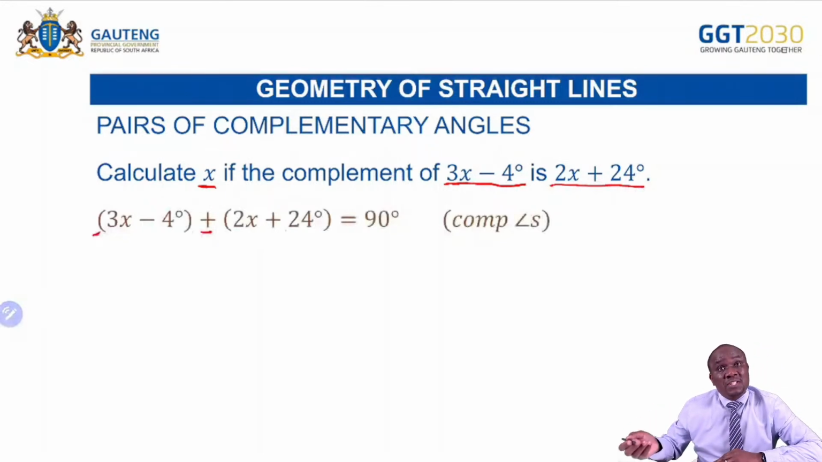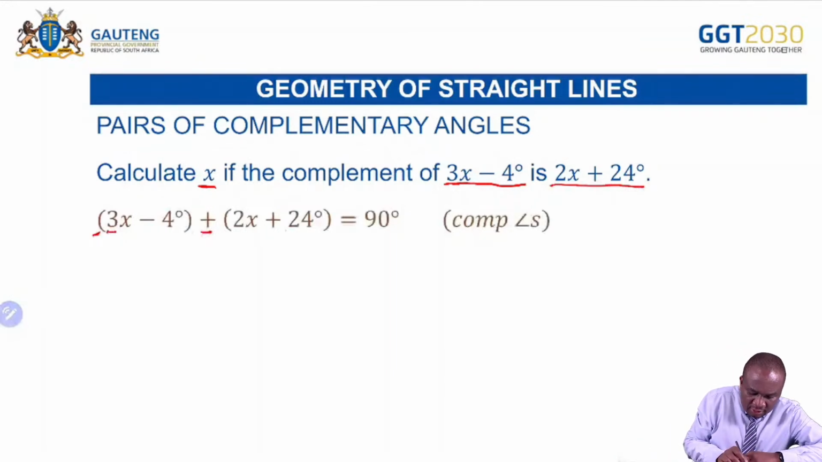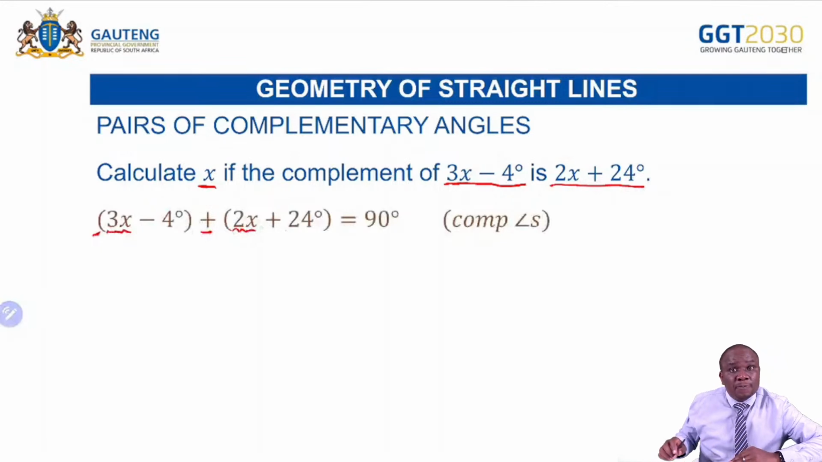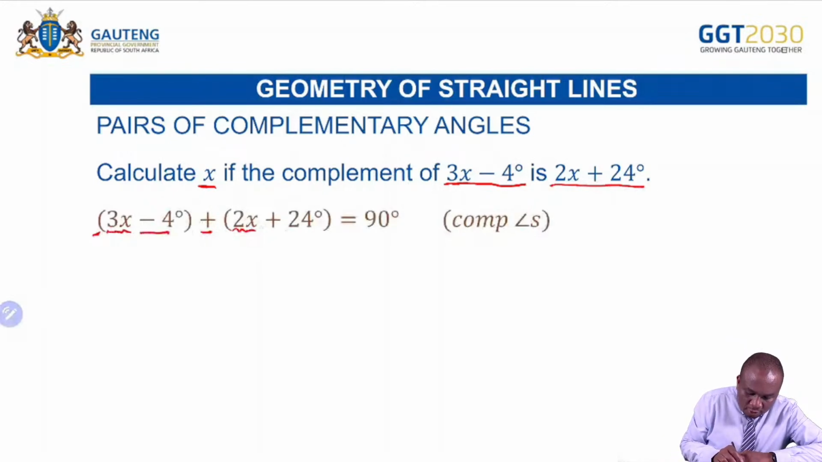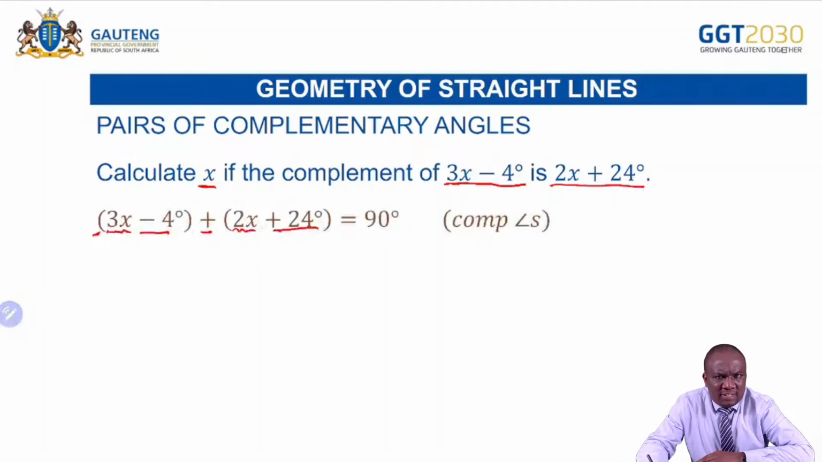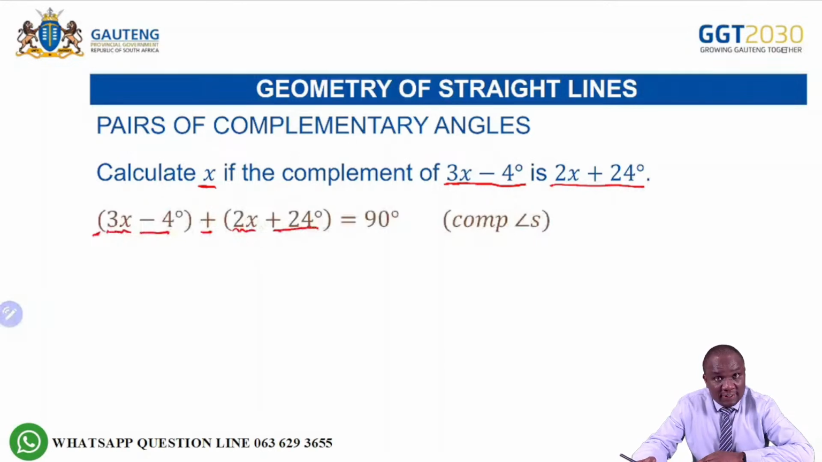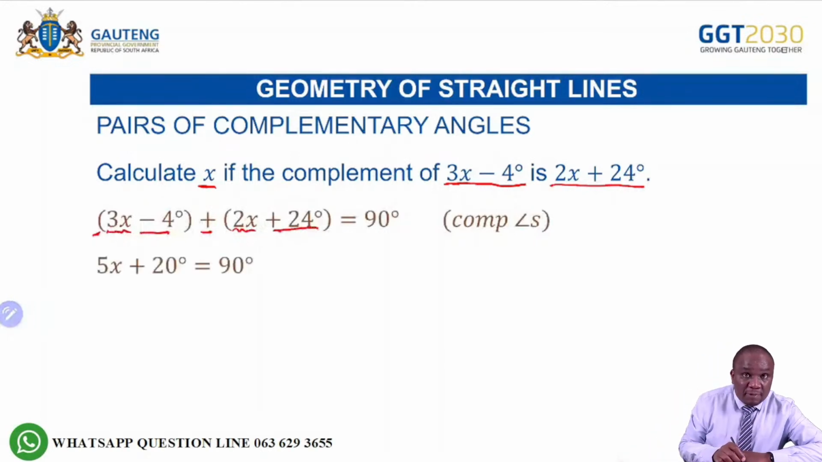So positive 1 does not change anything inside the bracket. So we can deal with the like terms. 3x plus 2x, what is it? It's 5x, isn't it? And then negative 4 plus 24. What is negative 4 plus 24? We find the difference between these two and take the sign of the bigger number. So it's going to be positive 20. Okay, so we have 5x plus 20.